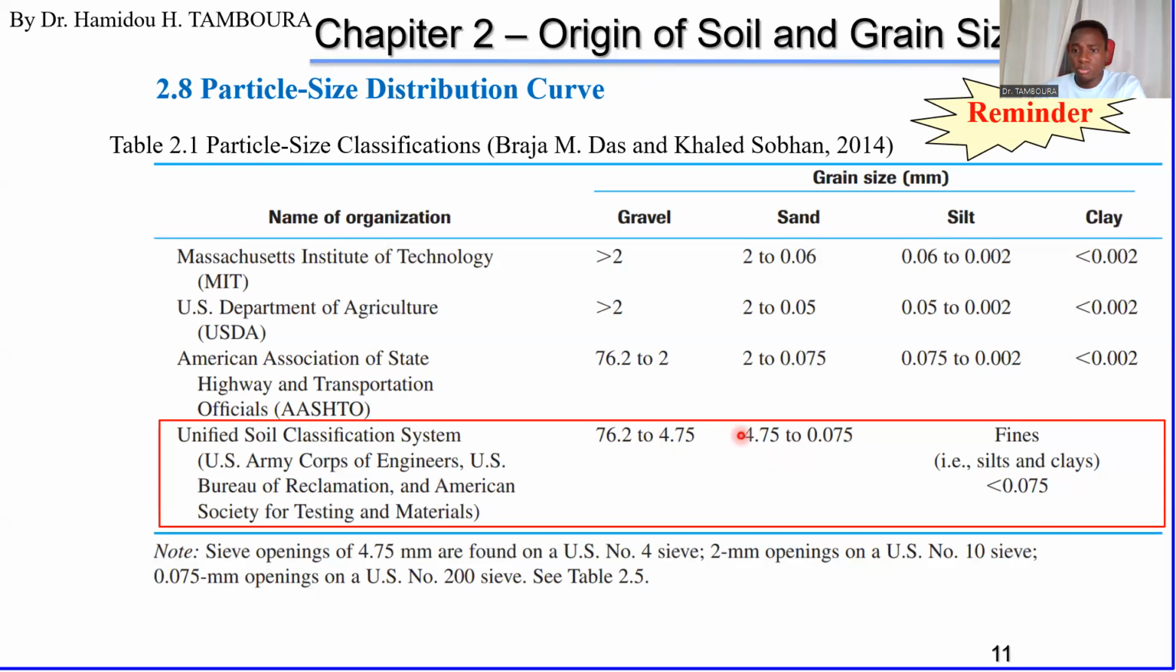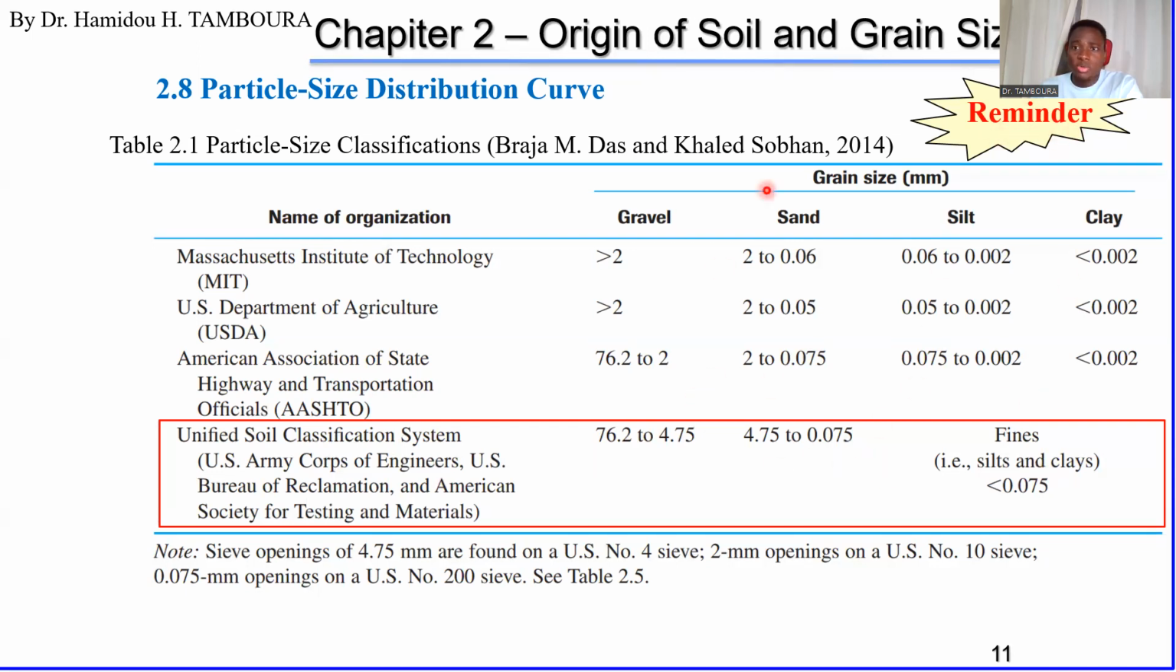4.75 to 0.075 millimeter, this is sand, the dimension of sand in millimeters. And when the soil has particles less than 0.075 millimeter, the soil is considered as fine soil, which means silt or clay. This is just a reminder.